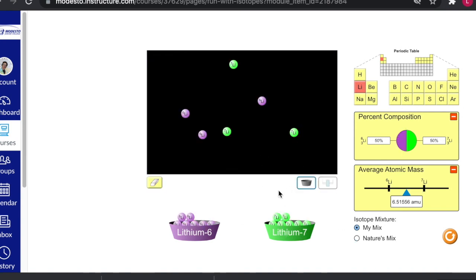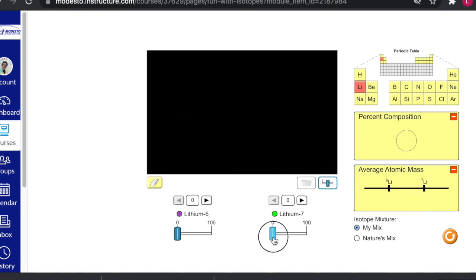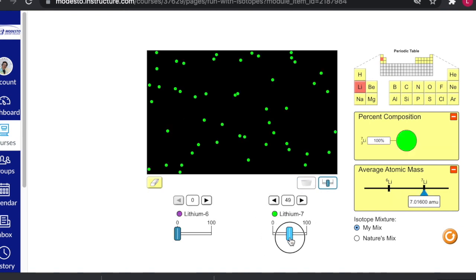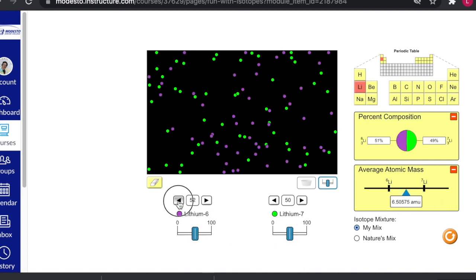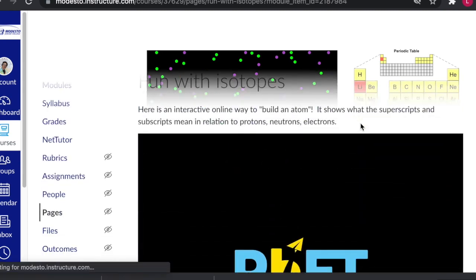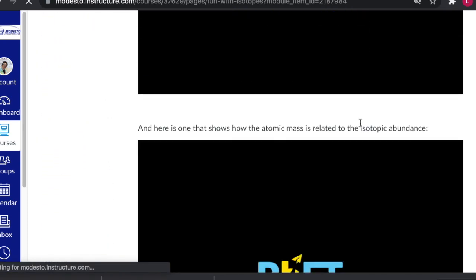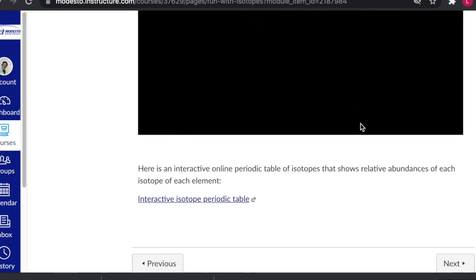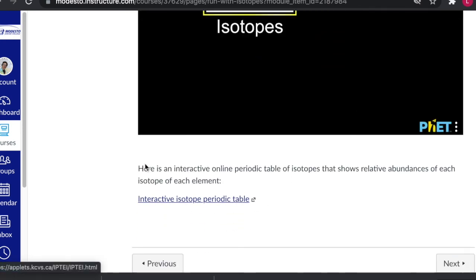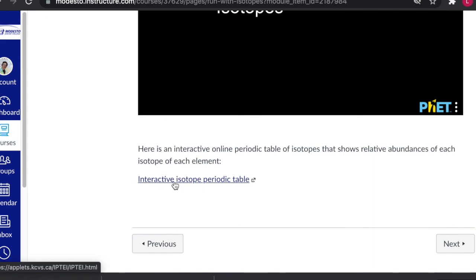So that is something you can play around with. You can either do buckets or you can do the slider. You can just make a percent. If you want to make it 50%, you can. 50% and 50%. So here again, we get about 6.5. And another link that I put on this Fun with Isotopes page down at the bottom, so maybe it's easy to miss, is this interactive isotope periodic table.